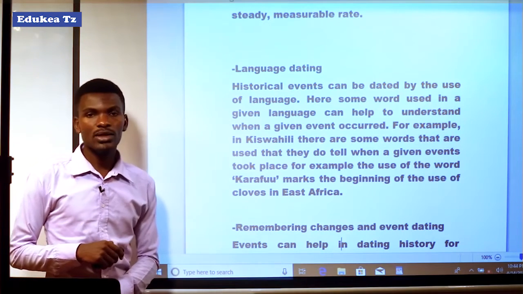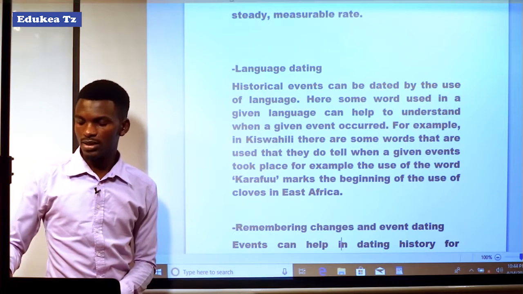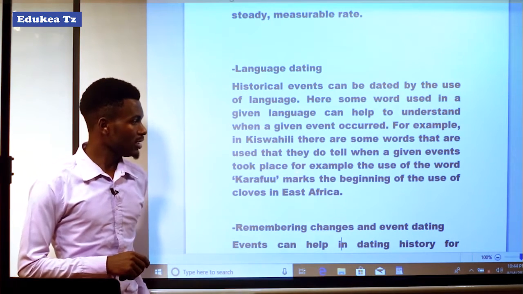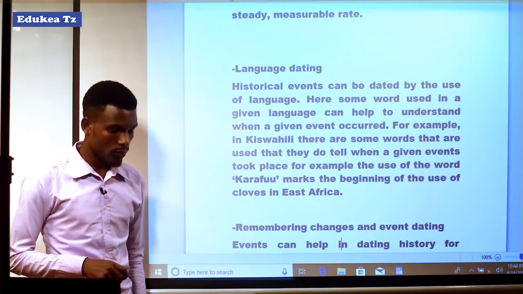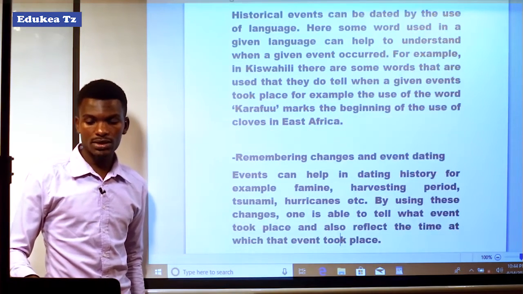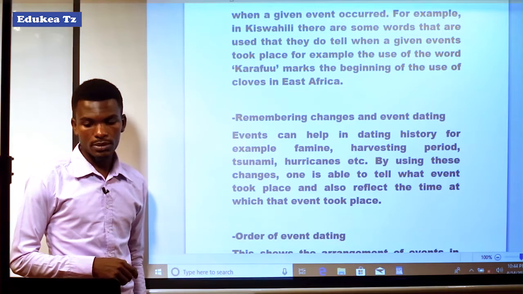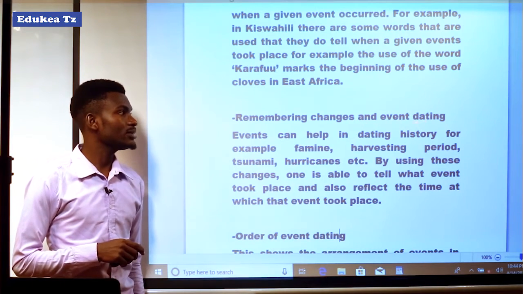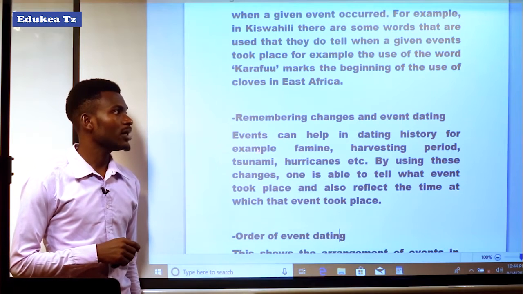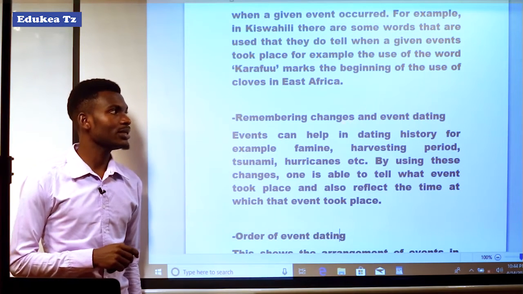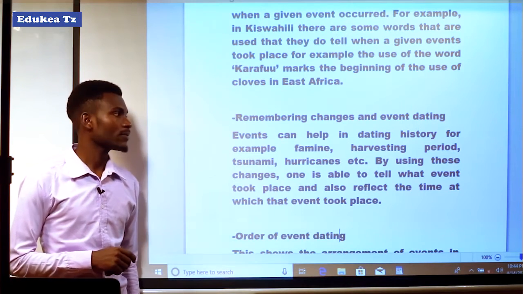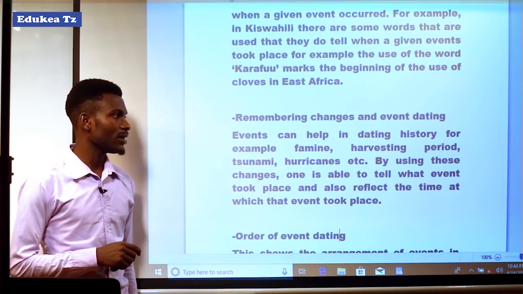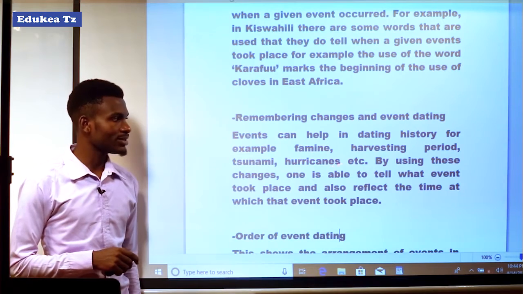And many other words which can be used in dating. But here we are still proceeding with remembering changes and events dating. It means that remembering changes and the event dating. Events can help in dating history, for example, famine, hurricanes, etc.